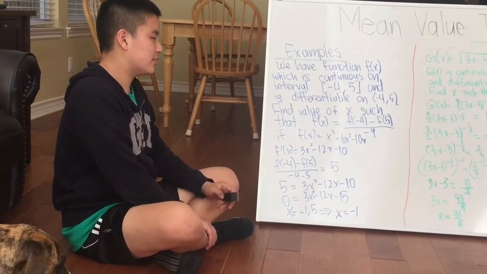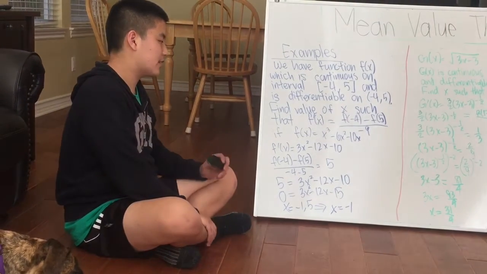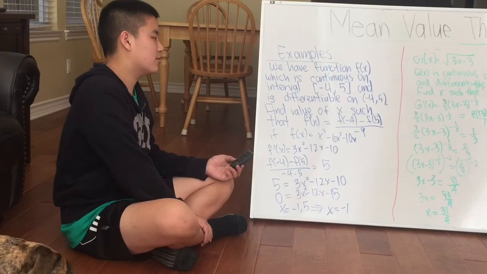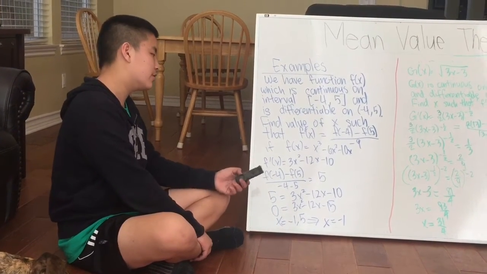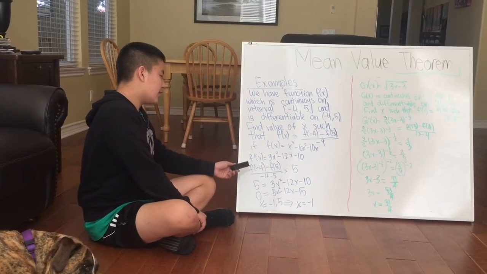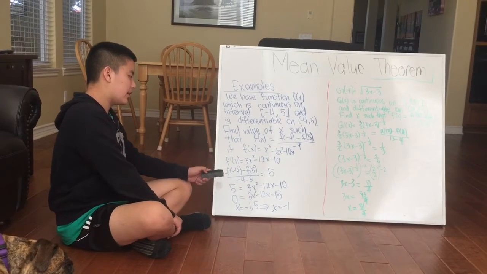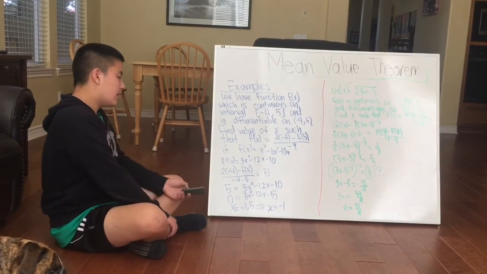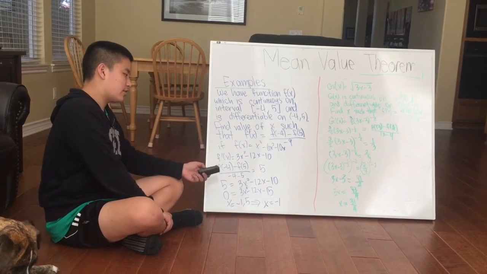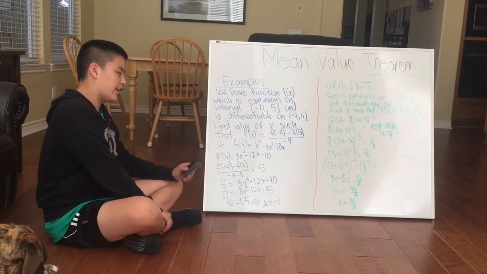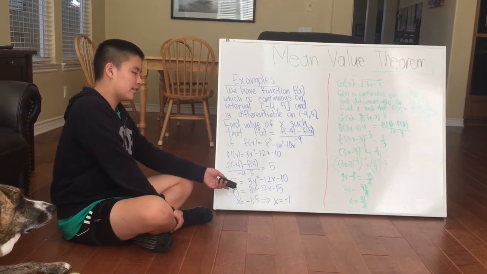If f of x equals x cubed minus 6x squared minus 10x, f prime of x would be equal to 3x squared minus 12x minus 10. We can get that through a simple application of the power rule. So we know that f of negative 4 minus f of 5 divided by negative 9 is equal to 5. So therefore, for at least one value of x, 3x squared minus 12x minus 10 is equal to 5. Through basic algebra, we get that x is equal to negative 1 and 5.